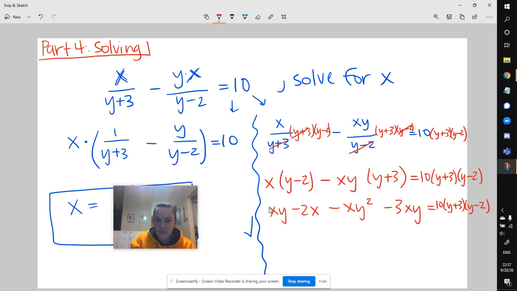We can group all the x's. So everything with an x is on this side, perfect. Everything without an x is on that side. Because we actually have like terms we should combine.